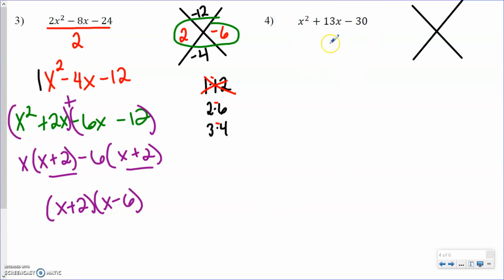I'm going to leave you to try this one here for a second. So hit pause and then come back when you are ready. Okay, your final answer should be x plus 15 times x minus 2. Okay, if you're not sure about that, hit pause right now. Let us know. We can help you out.